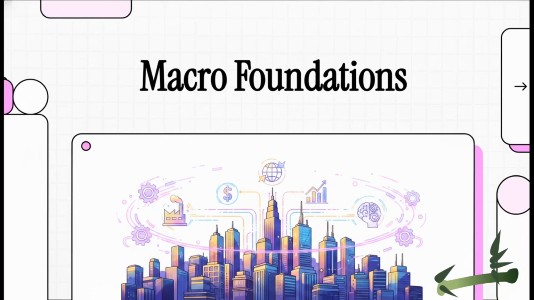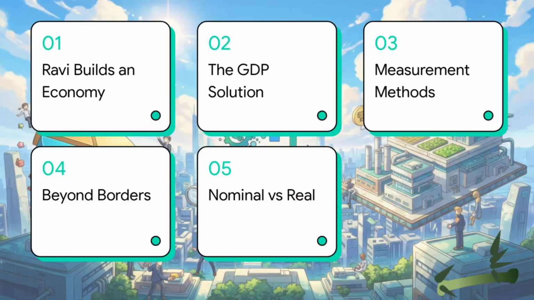Welcome to The Explainer. Today we're doing something kind of fun. We're going to build an entire economy from the ground up to understand exactly how a country measures its total production. If you've ever watched the news and heard politicians or financial analysts throwing around all these acronyms, you know that macroeconomics can sometimes feel like a completely foreign language. But we are taking the complex theories of national income and GDP accounting and making them clear, structured, and genuinely fascinating.